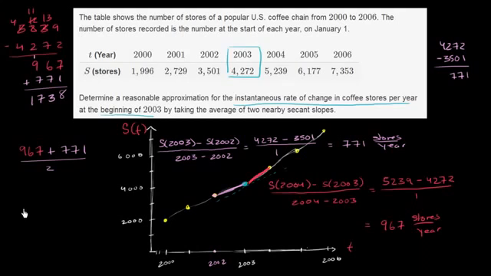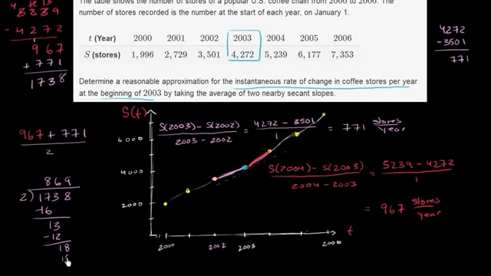So 2 goes into 1,738. It goes into 17 8 times. 8 times 2 is 16. Subtract. We get a 13. Goes 6 times. 12. Subtract. Get an 18. Goes 9 times. And then we don't have any remainder. So our approximation for the instantaneous rate of change, for the slope of the tangent line right over here, is 869 stores per year.